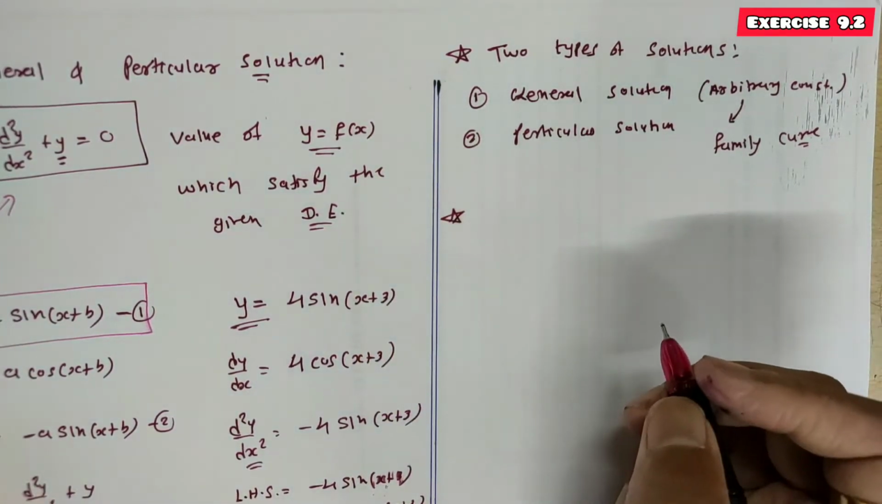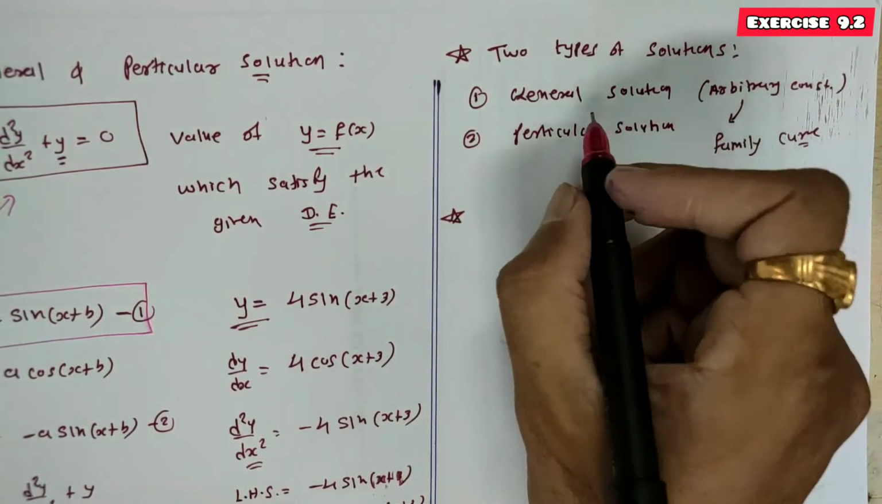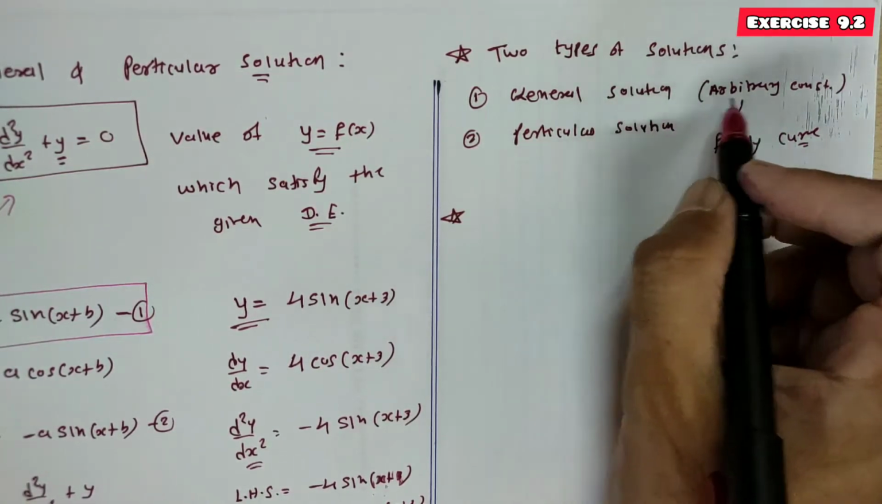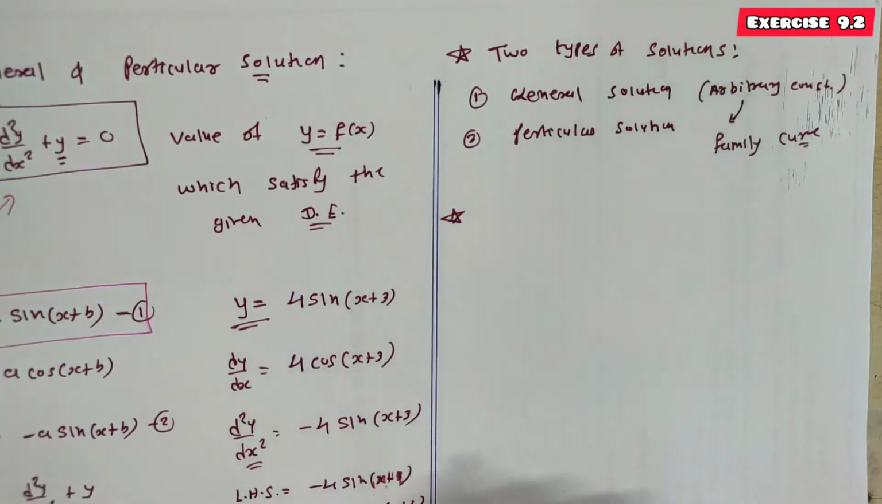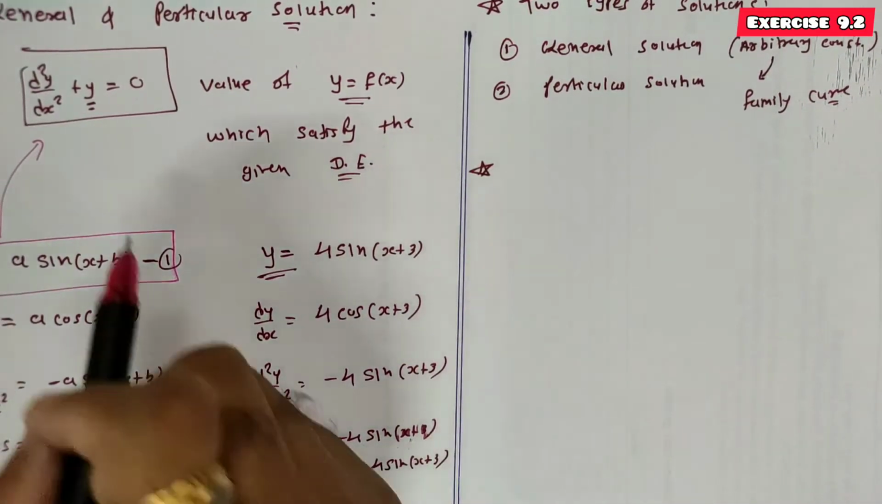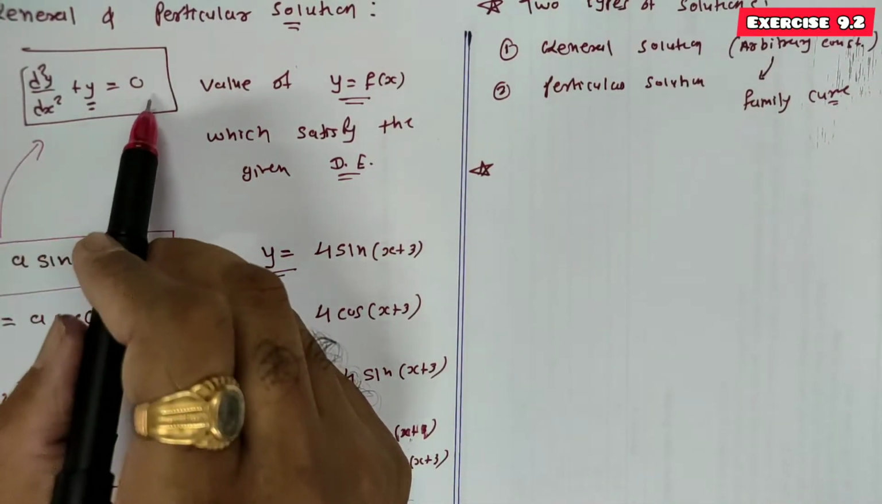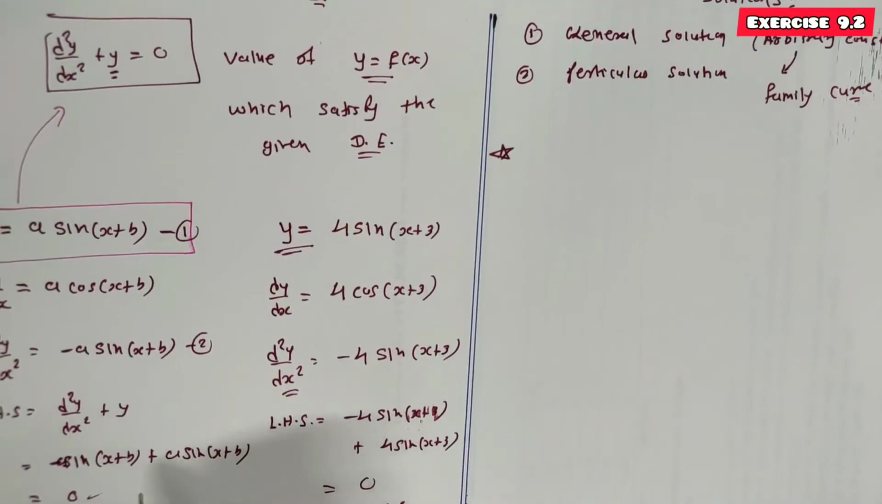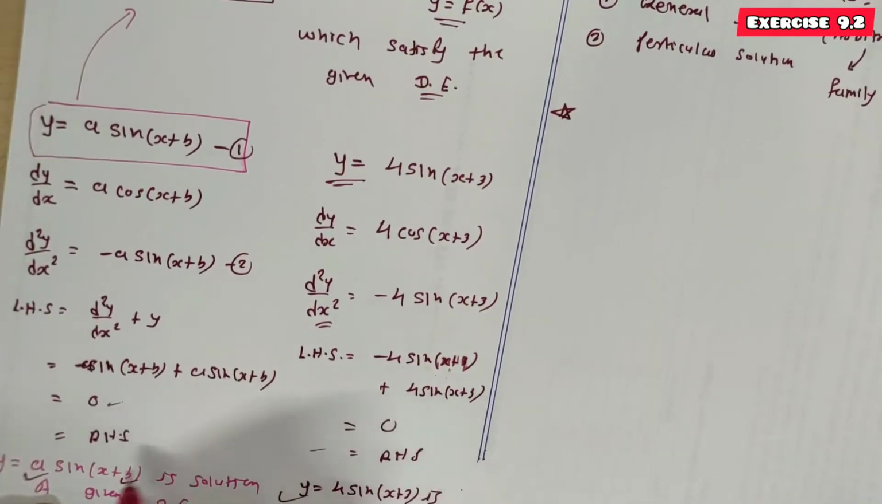And another important point that you have to remember. Here we say that our general solution is always with arbitrary constants. Then how many arbitrary constants are there? For this equation, d square y by dx square plus y equal to 0, the general solution of this differential equation consists of two arbitrary constants, a and b.